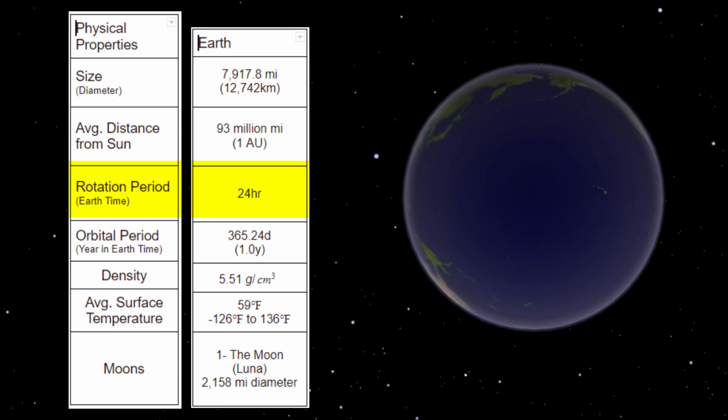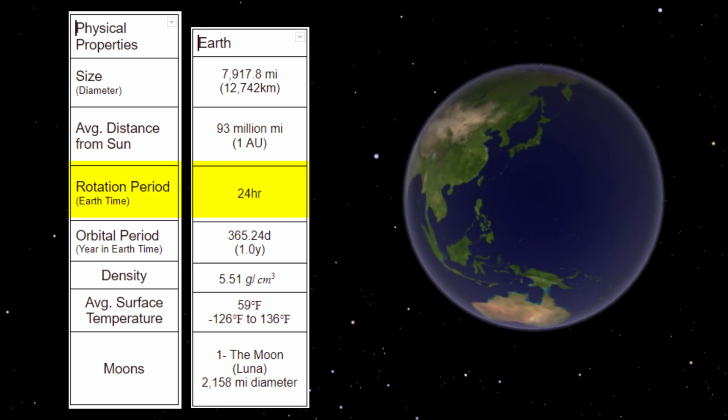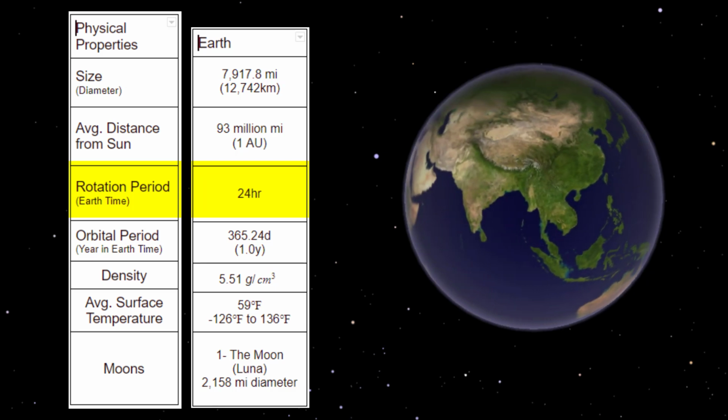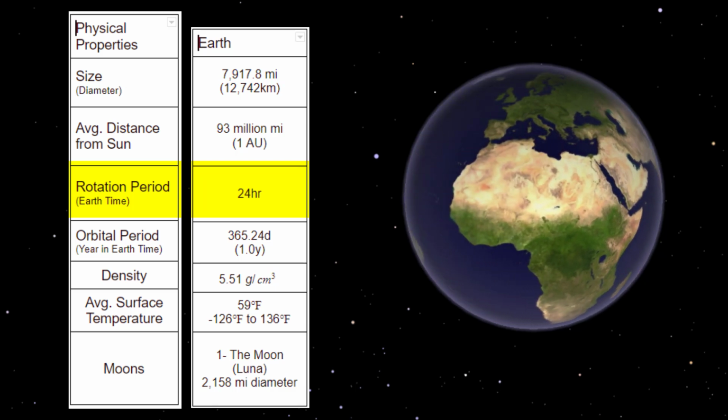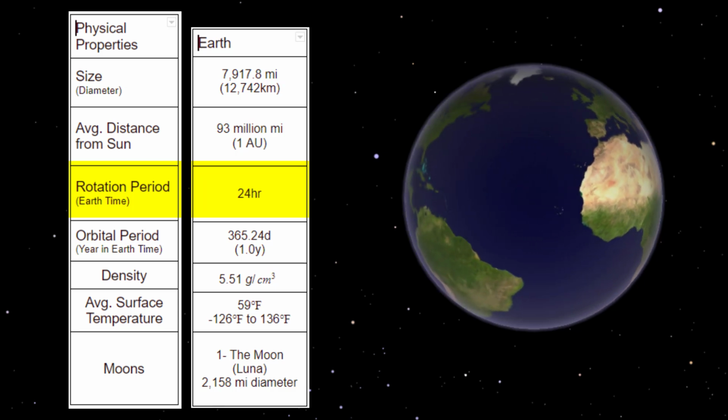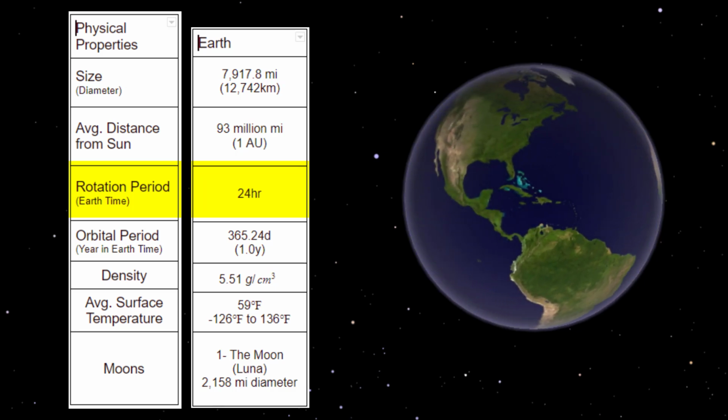As each planet completes one rotation or spin, that would be one day on that planet. To give you a better understanding of how long it takes that planet to complete a single rotation, we report the time in Earth days.